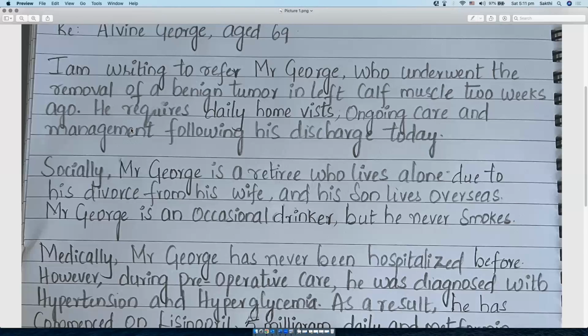The third parameter is called the language and tone. The language used is generally appropriate. I'm quite happy with that. However, you have committed a couple of errors which leads to an opportunity to infuse a touch more empathy in certain sections, ensuring a patient-centered approach.